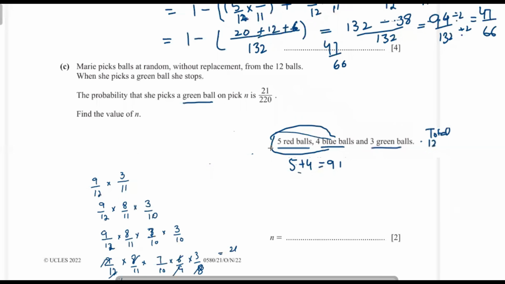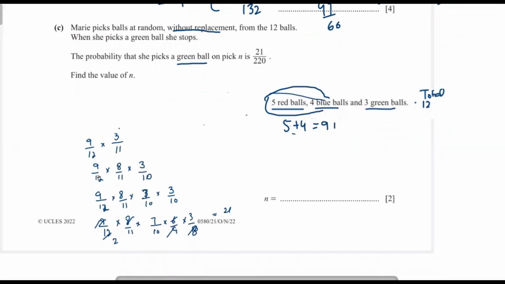Now, if we pick the first ball other than green, it is 9 out of 12. Suppose that on the second attempt we get the green ball. The probability of green would be 3 out of 11 because without replacement, one ball is already gone. When you multiply this, you cannot obtain 21 over 220. Now you move to the second option. When you take the first ball not green, it is 9 over 12. The second ball not green has probability 8 over 11. And next, suppose it is the green ball.